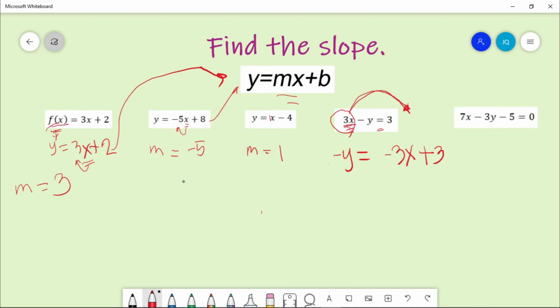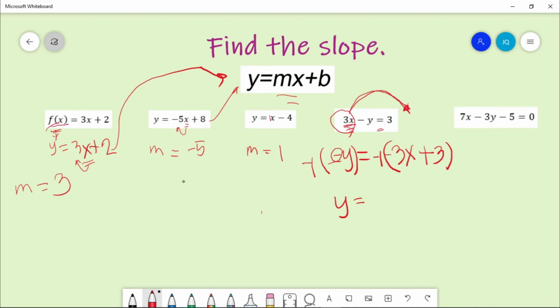Now, does it look like the slope-intercept form? Not yet. Why? Because of this negative sign. All we need to do is multiply it by negative 1 to become positive. And what you do to one side, you will also do to the other side of the equation. So we will multiply both sides by negative 1. Negative times negative becomes positive y.